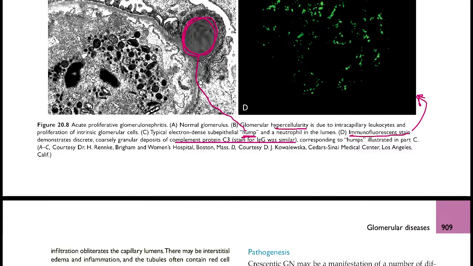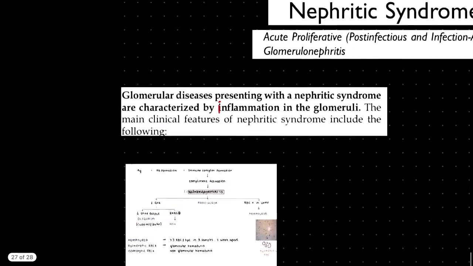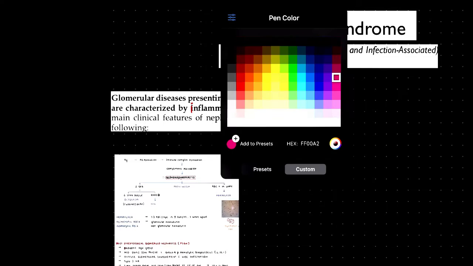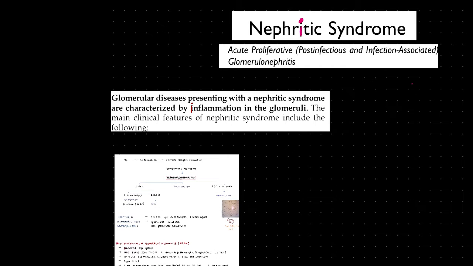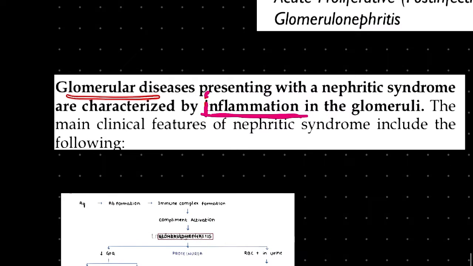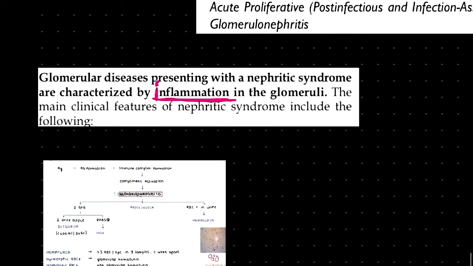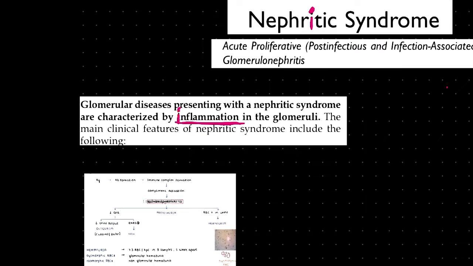Beginning our discussion, the first thing we need to know is this nephritic syndrome. As you can see right here, it is associated with inflammation. So what is nephritic syndrome? It is the condition in which there is inflammation in our glomeruli. The glomerular disease presenting with nephritic syndrome is characterized by inflammation in glomeruli. What I'm focusing on is simply what nephritic syndrome is: inflammation in glomeruli.